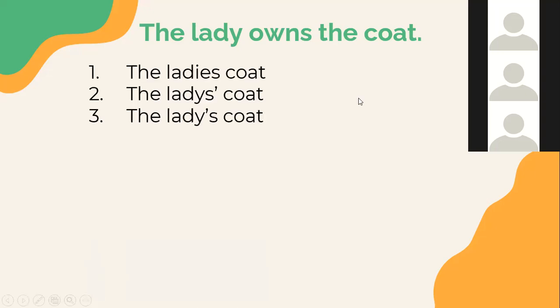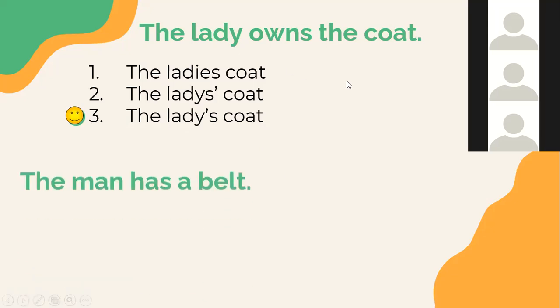Read it. The lady owns the coat. Okay, if I want to form the possessive for this sentence, the lady owns the coat, how do I write it? As number one, the lady's coat. Which one? Number three. What did you use? Apostrophe then s, not s then apostrophe. Why? Because it's singular. Excellent. Lady is singular. One lady. So we use apostrophe then s. Thank you, Hassan.